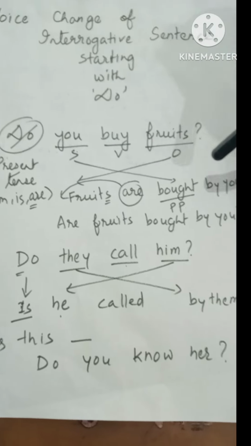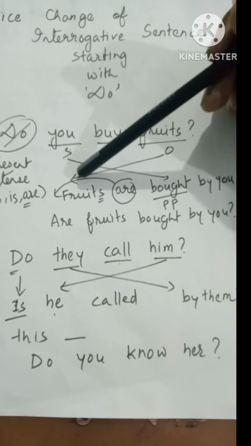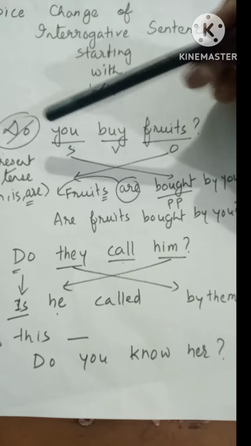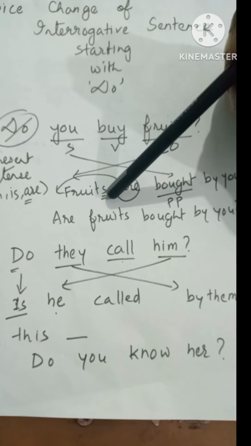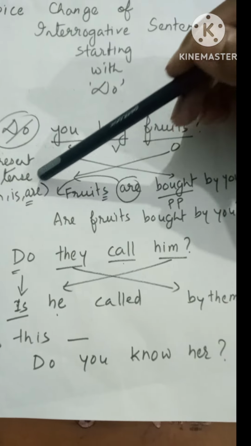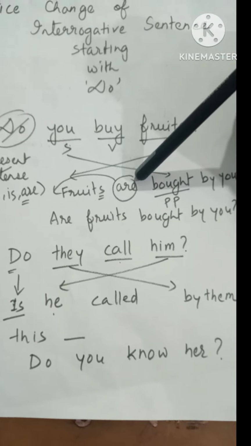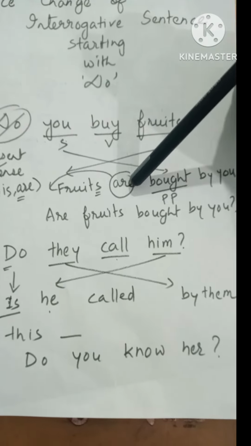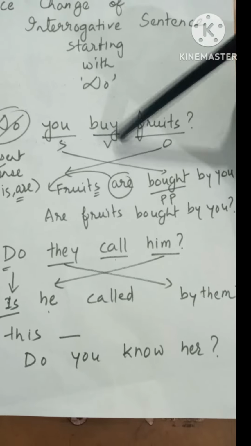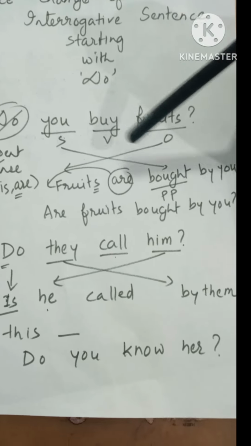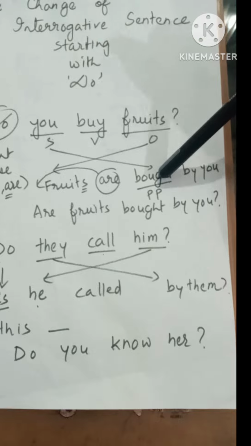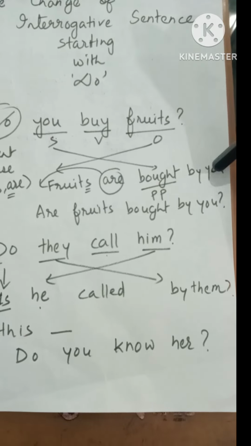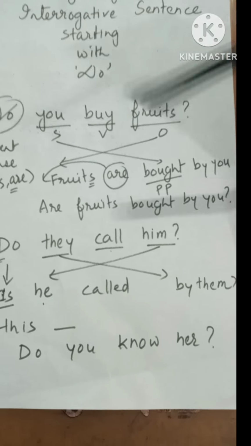Now we know the subject, verb and object, so we are interchanging the places of subject and object. Now fruits comes first and fruits is in plural, so we're using helping verb are, and after that we will have to change this buy verb into past participle form. So buy, bought, we have used bought, and now we'll change the subject to the place of object.